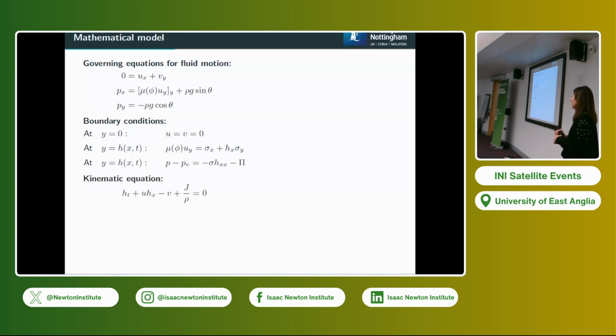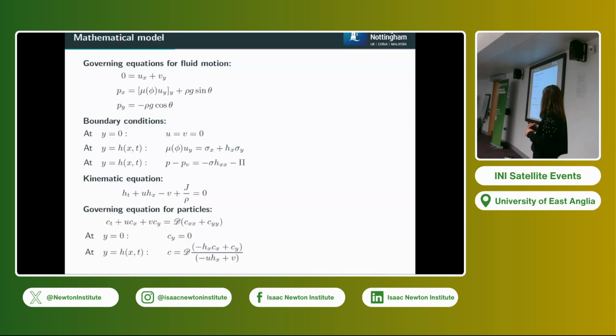So in addition, we have the well-known kinematic equation that describes the evolution of the interface, where J here is the evaporative flux and rho is the density of the liquid. For the particle concentration, we consider a convection diffusion equation. So particles can be convected with the flow, but they have this diffusion coefficient delta, and there is no flux at the solid boundary, and a diffusive flux is considered at the gas-liquid interface, following these equations.